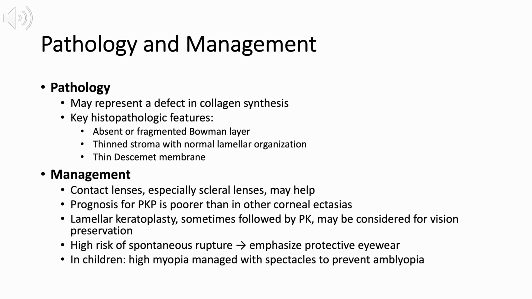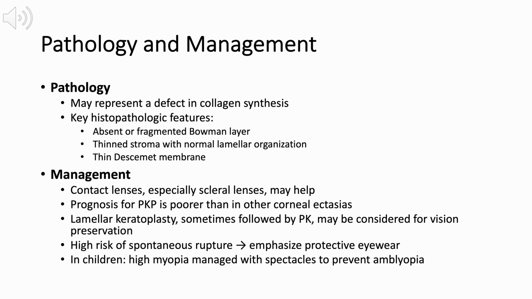In early cases, contact lenses, particularly scleral lenses, can be helpful, although fitting is often challenging. Unfortunately, the prognosis for PKP in keratoglobus is poorer than in other corneal ectasias, given the extensive thinning and fragility of the cornea. Lamellar keratoplasty, sometimes followed by PKP, may be considered as an option for vision preservation.